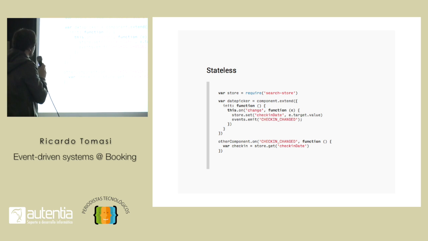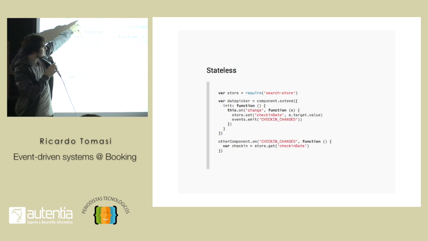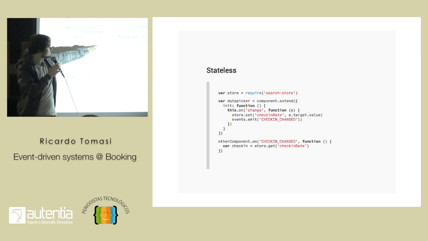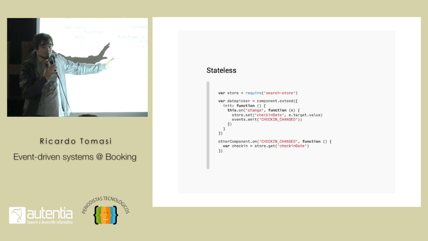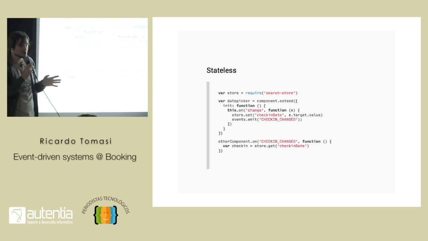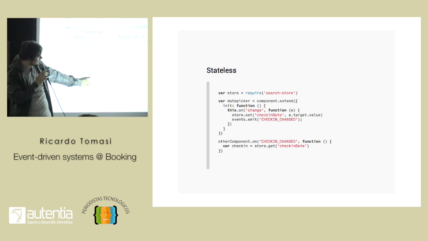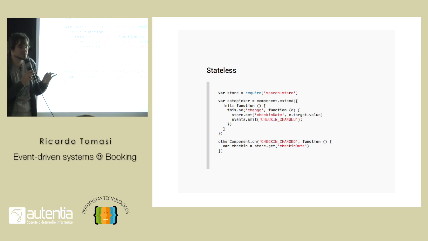What you do is turn this into a stateless thing. You have a global store where you set the check-in date, and you never save this locally here. You always emit an event with no data. If anyone wants to get the check-in date, you listen to that event. When that event happens, you get the data from the store. So you never save anything on separate objects. You might have hundreds of UI components on the page. They all save to one object.